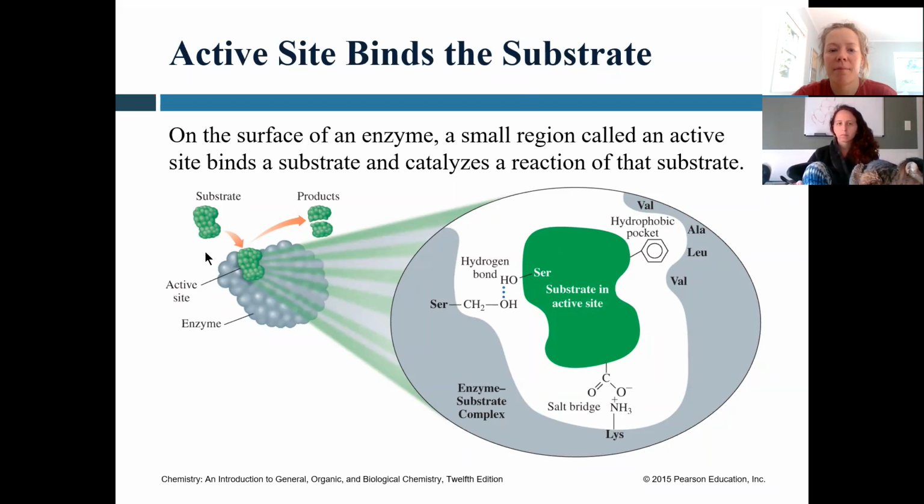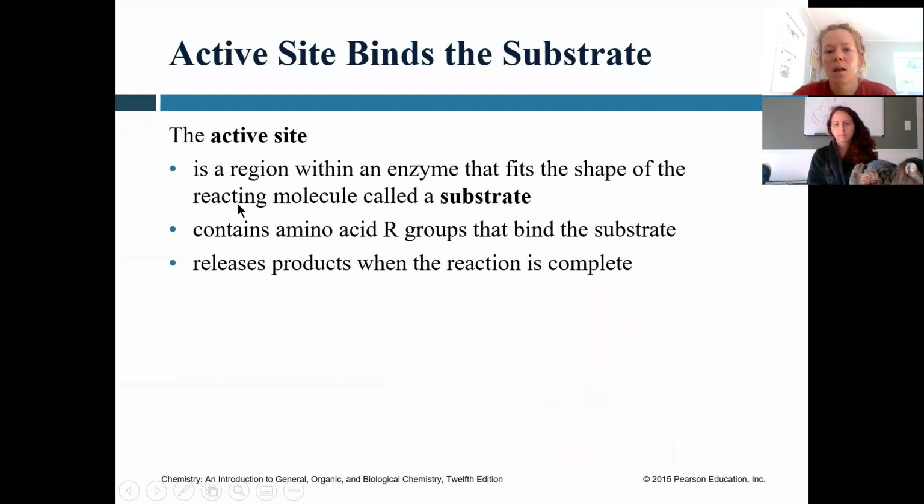So we've got our enzyme. Somewhere on the surface of the enzyme is something called an active site, and that's actually the name of it. The active site is the place along the enzyme where your substrate, the starting thing, can bind or can be catalyzed so that you can then produce the products. So we've got the active site. It's a region within the enzyme that fits the shape of the reacting molecule called the substrate.